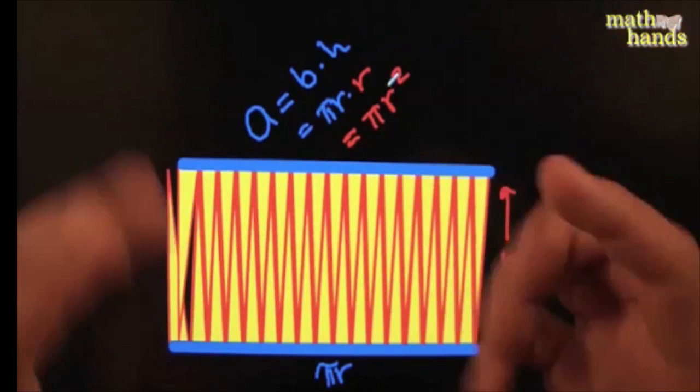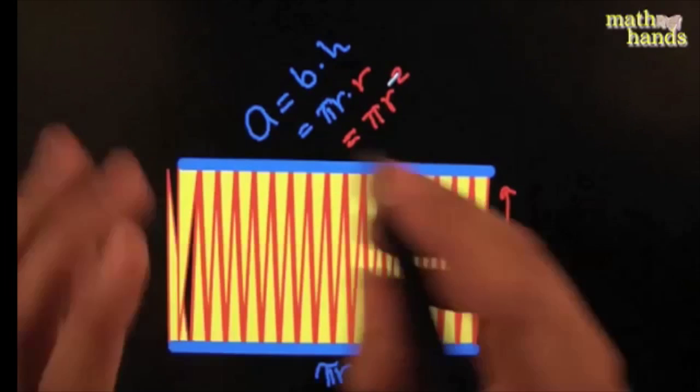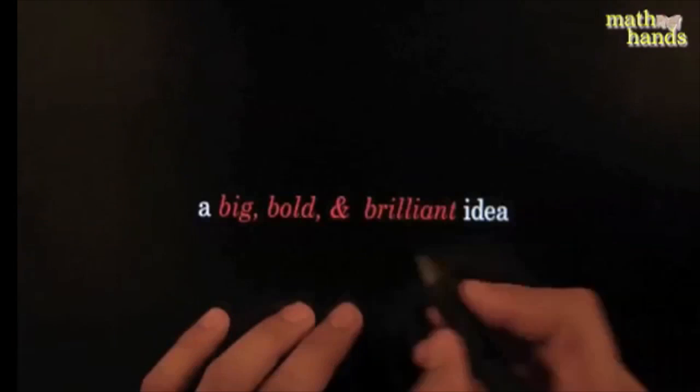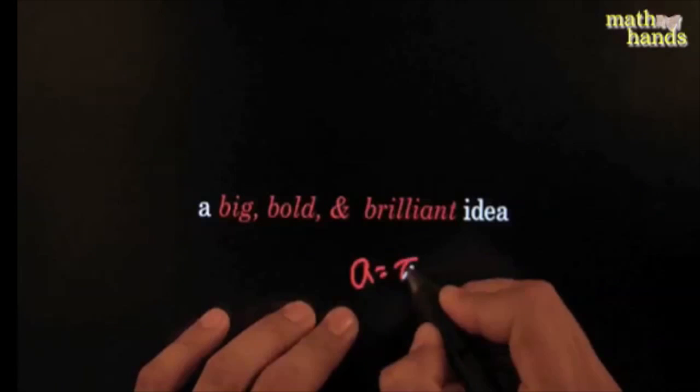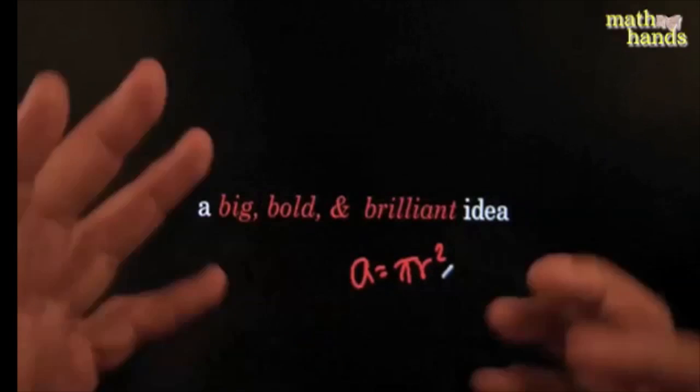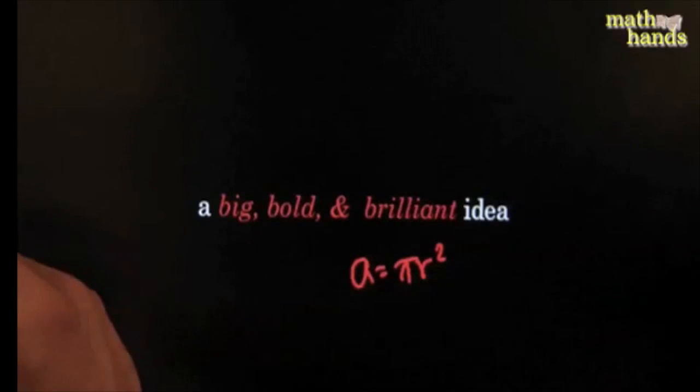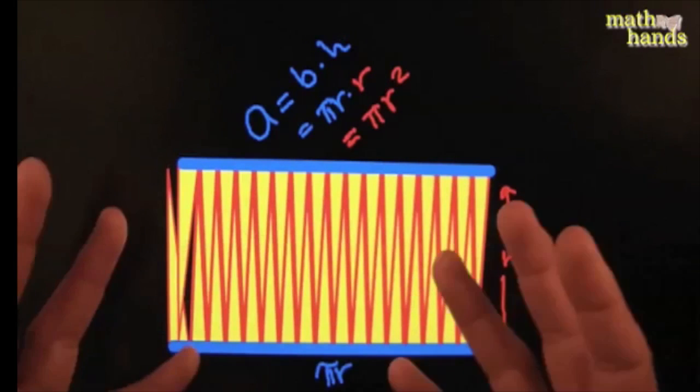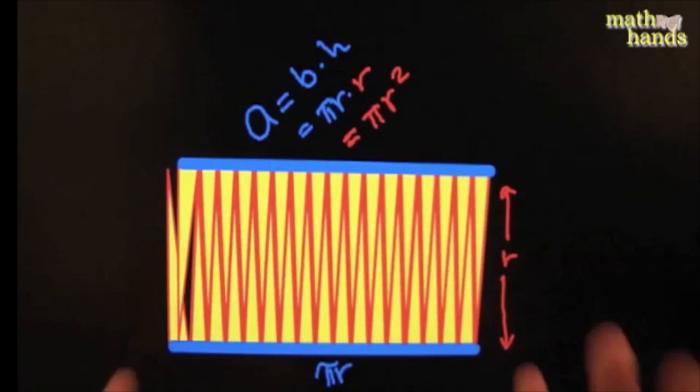Okay, that's exactly the timeless idea. The timeless idea that tells you that the area of a circle is equal to pi r squared. You may have heard of it, and the old chump has heard of it and memorized it, but to understand it requires a big, bold, and bright idea, just like this.